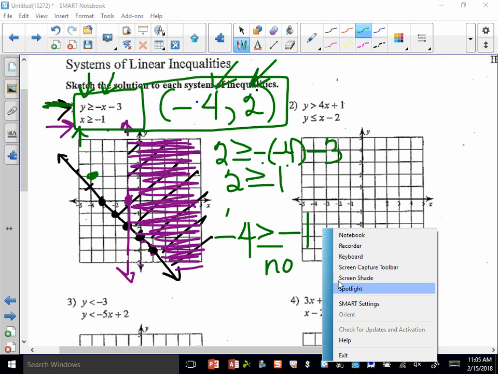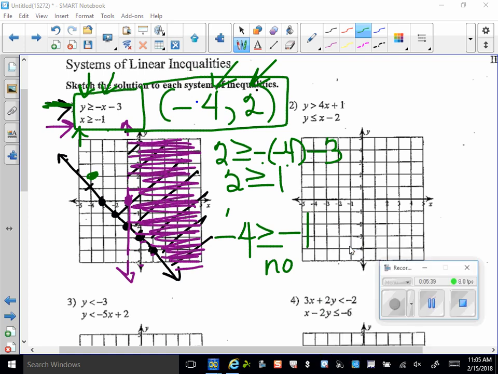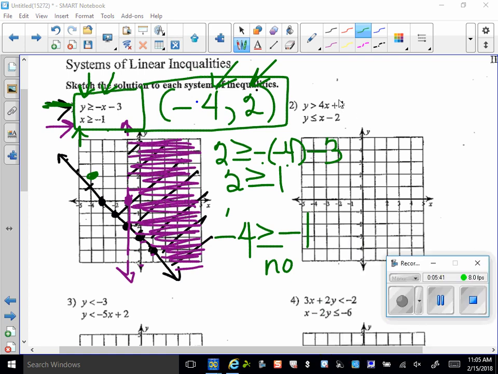Alrighty. So what I'm going to have you guys do is to go ahead and graph these two. I'm going to graph them after you have had a chance. So go ahead and graph those two for me.